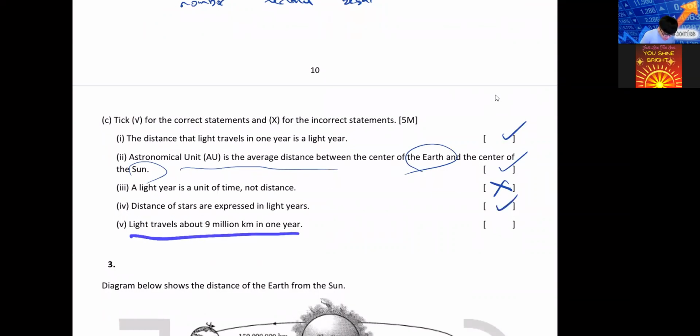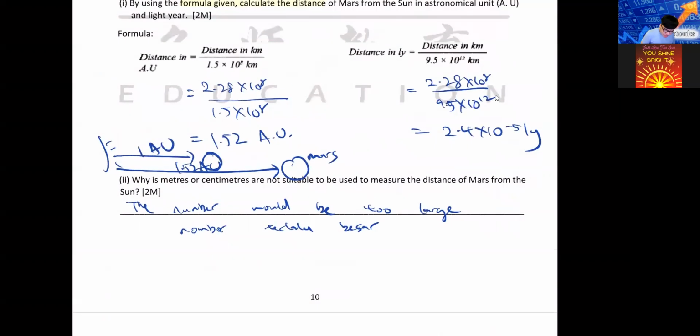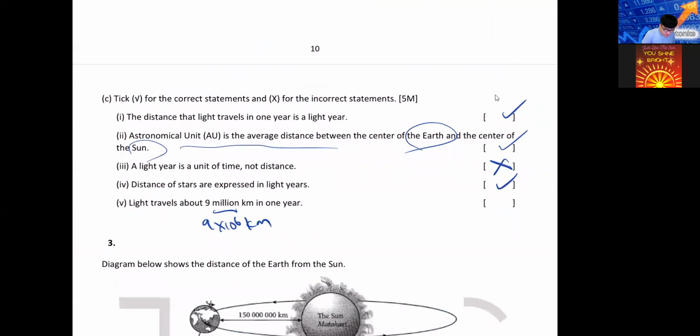Light travels around 9 million kilometers in a year. How much is a million? Million is 9 times 10 power of 6 km. Is it 9 times 10 power of 6? No, it is not. It is 9 times 10 power of 12. That's like double a million. So no, this is wrong.